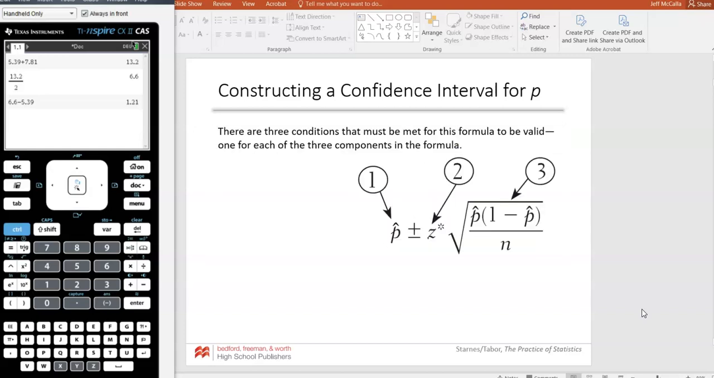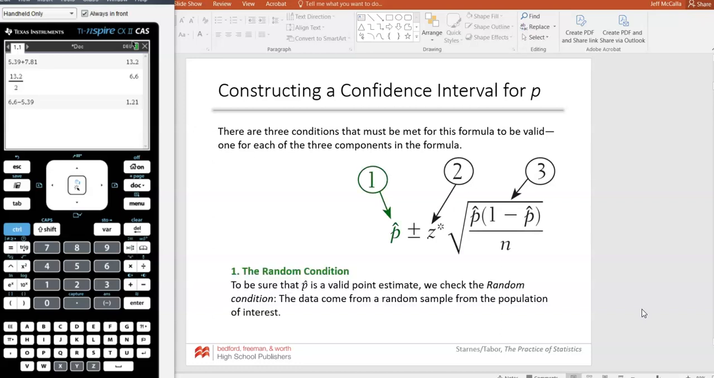Okay. So in order to apply this formula, you really have to check three conditions. The first one we haven't seen yet. The other two we've actually seen numerous times. So the first one is it has to be random. For that point estimator, you have to have a random sample. That's just kind of a given. It's stats. We don't like to just choose people. We choose people randomly. It's called a random sample, right? So in order for that point estimate to be valid, you need to have a random sample here.